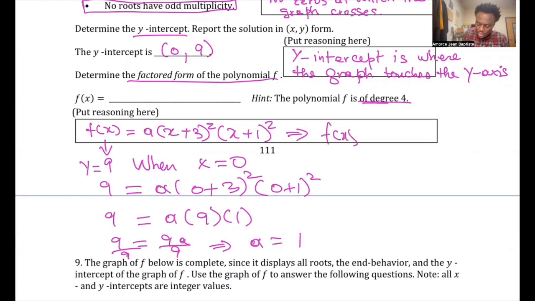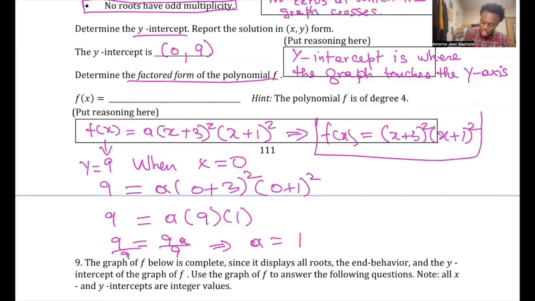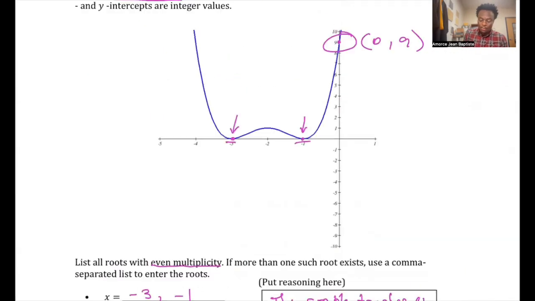Oh, I didn't even see they said that the degree is 4. So my reasoning was good, but yeah, they may have to say it for you to identify what your power will be. So a equals 1, so f of x equals x plus 3 squared times x plus 1 squared. So that is the polynomial function that was given on this graph.